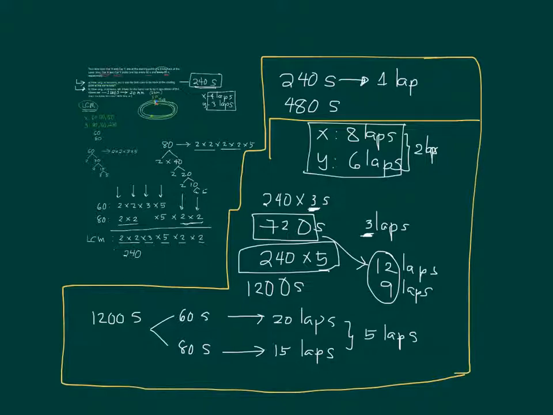that they will have a 1 lap difference after the first time they will be at the starting point, and then 2 laps at the second time, 3 laps at the third time. So if we want to know when the faster car will be 5 laps ahead of the slower car, we simply multiply 240 by 5. And that gave us 1,200 seconds or 20 minutes.